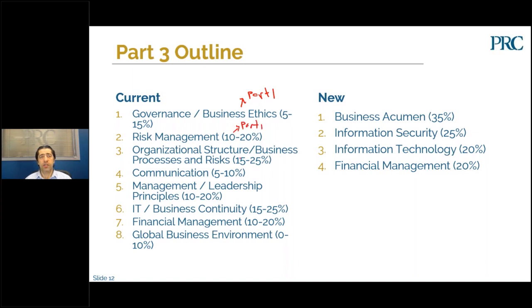And organizational structure, business processes and risk, communication, management, leadership principles, IT continuity, business continuity, financial management, global business environments have been consolidated and divided into the following. You have business acumen, 35%. Information security, 25%. Information technology, 20%. And financial management, 20%.